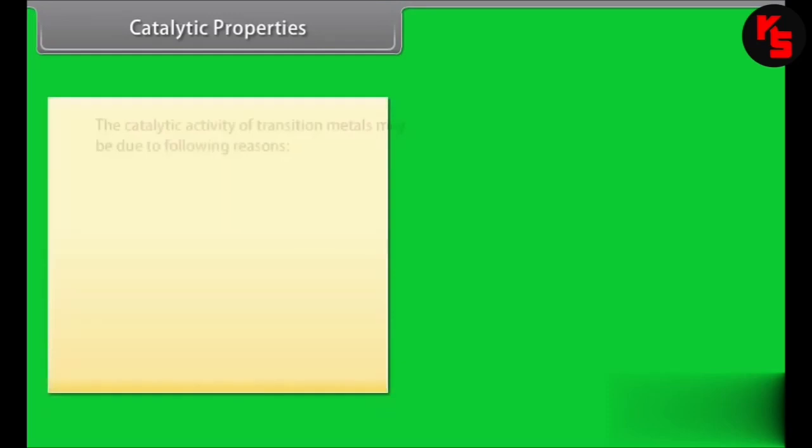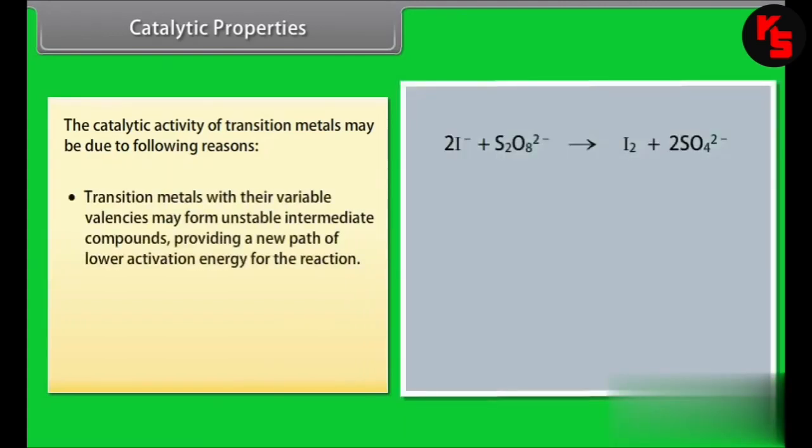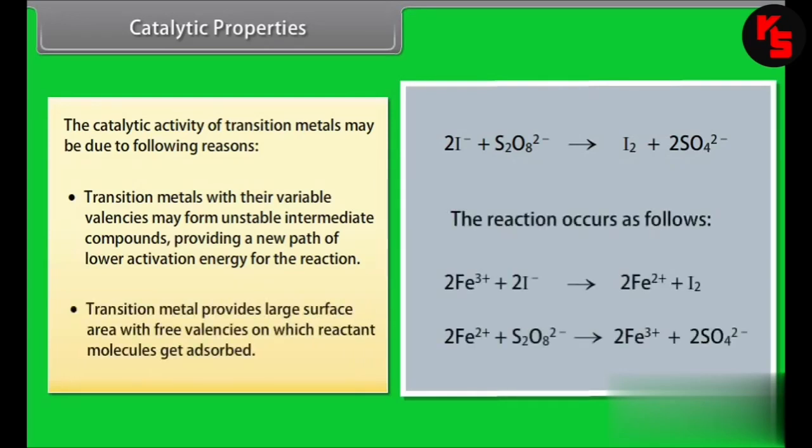Catalytic properties. The catalytic activity of transition metals may be due to the following reasons. Transition metals with their variable valencies may form unstable intermediate compounds, providing a new path of lower activation energy for a reaction. For example, iron catalyzes the reaction between iodide and persulfate ions. Transition metal provides a large surface area with free valencies on which reactant molecules get adsorbed. This has the effect of increasing the concentration of reactants on the catalyst surface and also weakening of bonds in reacting molecules.